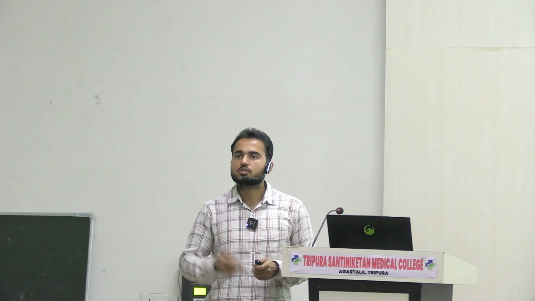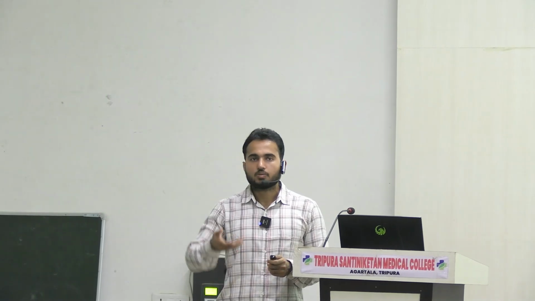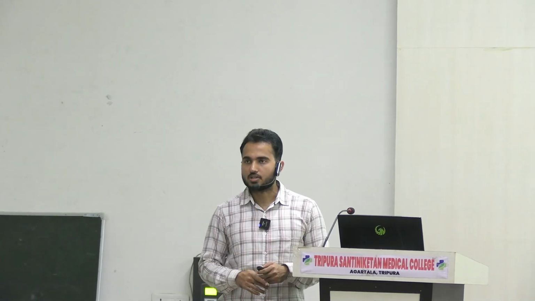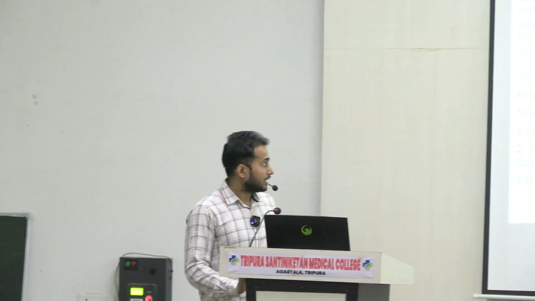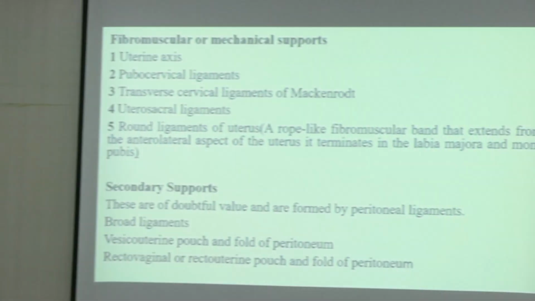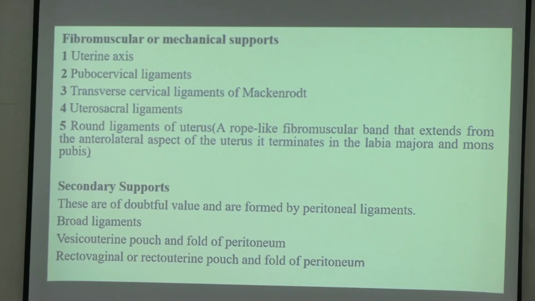So like this they are also providing support to the vagina, which indirectly will provide support to the uterus. Okay, so these are the important supports of the uterus. Next, another type of supports are there. These are called as fibromuscular or mechanical support.